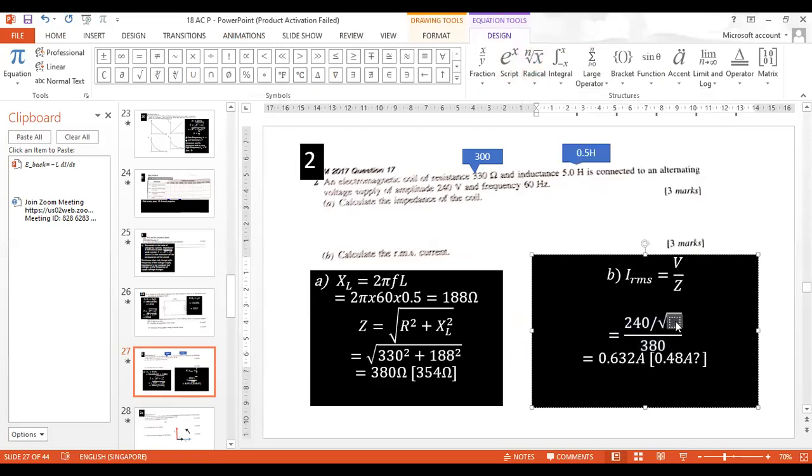Have you got the answer? Yeah, very slow this part. The computer is very slow.